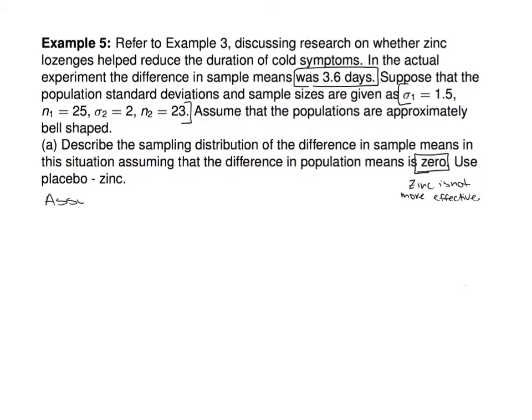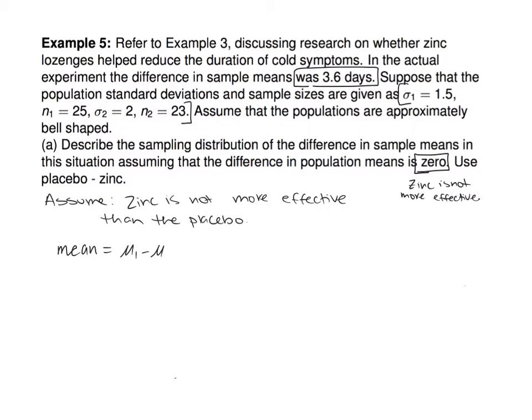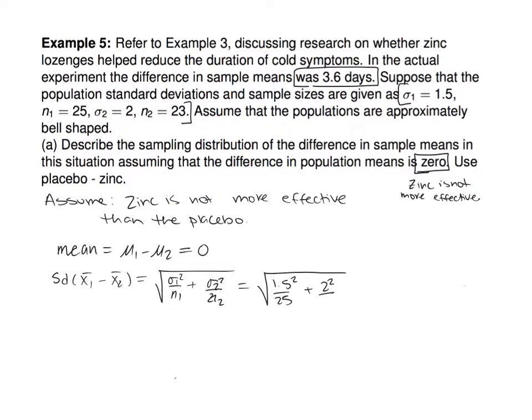So what we're assuming here is that zinc is not more effective than placebo. In that case, that means that our mean, mu1 minus mu2, should equal 0. Because if zinc is not more effective, the average length of the cold should be the same. And the standard deviation of x1 bar minus x2 bar is the root of sigma 1 squared over n1 plus sigma 2 squared over n2, which is the root of 1.5 squared over 25 plus 2 squared over 23, which works out to be about 0.514 again.